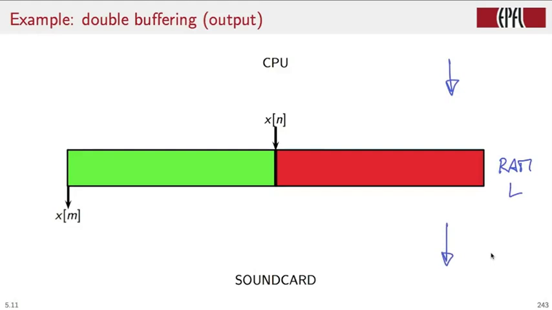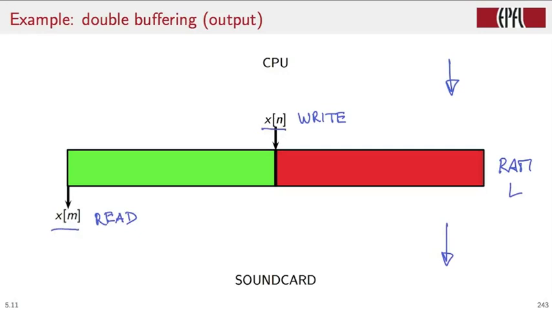There are two pointers into this buffer. There is a write pointer used by the CPU to identify the next memory location into which to write new samples, and there's a read pointer used by the sound card to identify the location from which the next sample has to be fetched. The pointers are initialized as such. We assume that the buffer has been filled with zeros, say, in the beginning, and we position the read pointer at the beginning of the buffer and the write pointer at the midpoint of the buffer.